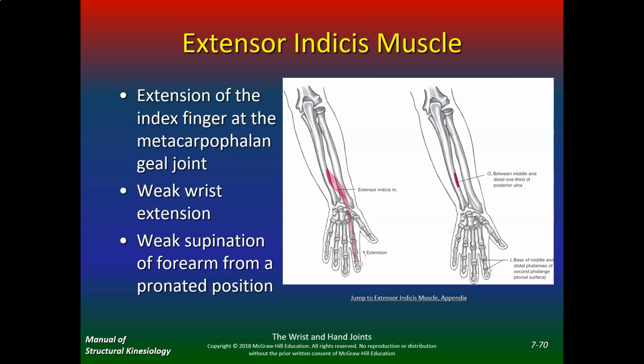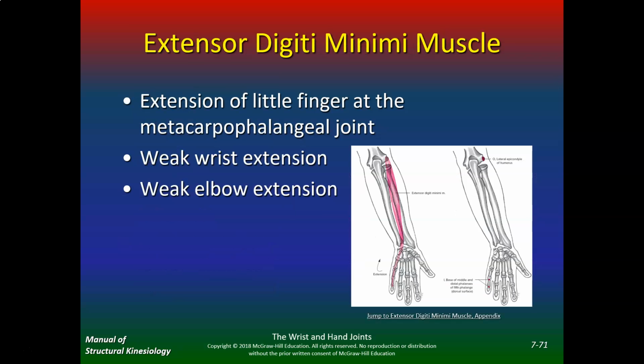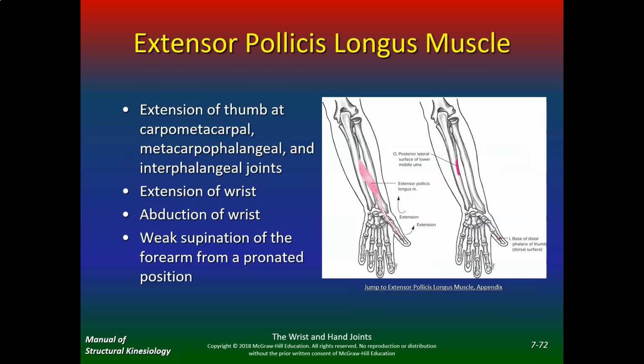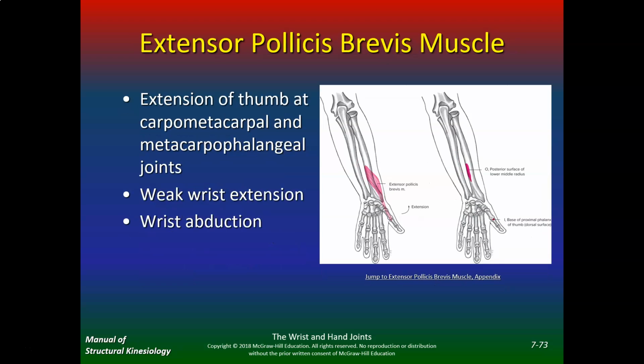Extensor indicis muscles: extension of the index finger at the metacarpophalangeal joint, weak extensors, weak supinators. Extension of the little finger at the MCP joint, weak wrist extension, weak elbow extension. Extensor pollicis longus: extension of the thumb at the CMC, MCP, and IP joints, extension of the wrist, abduction of the wrist. Extensor pollicis brevis: extension of the thumb at the CMC and MCP joints, weak extension of the wrist.